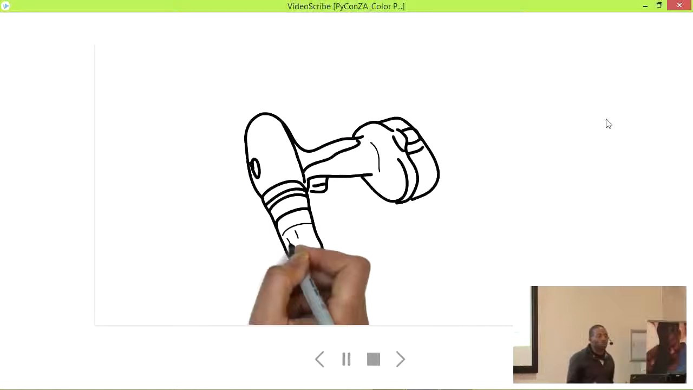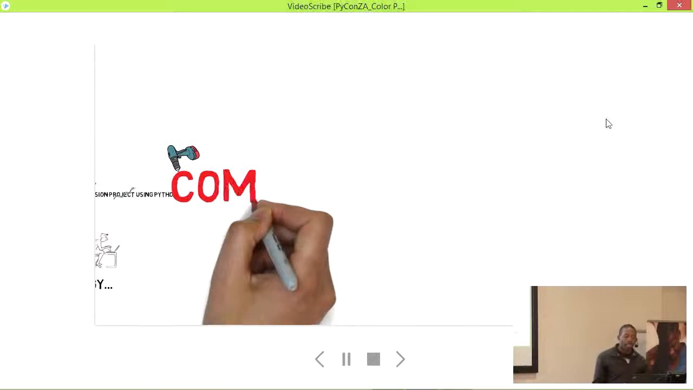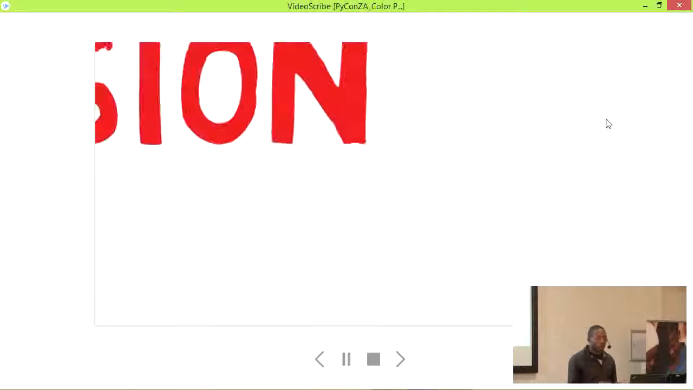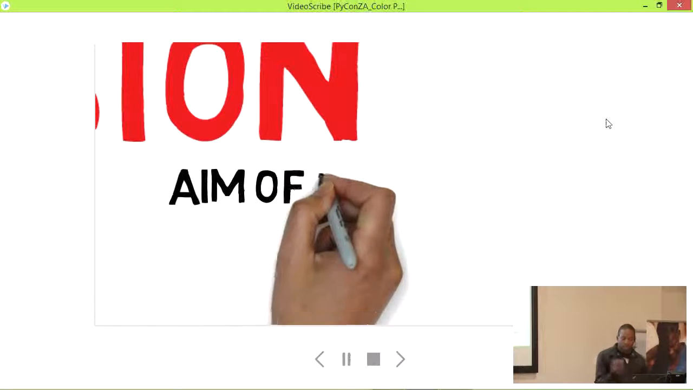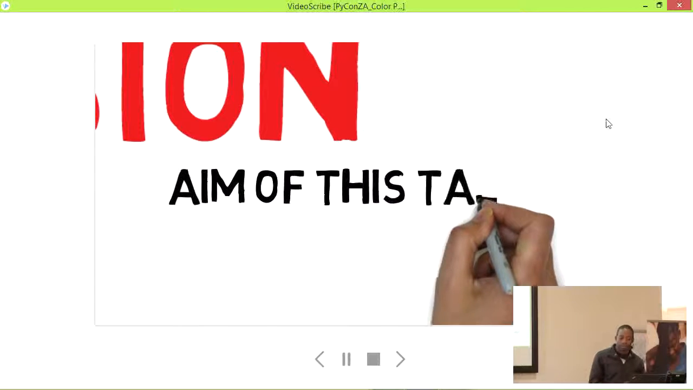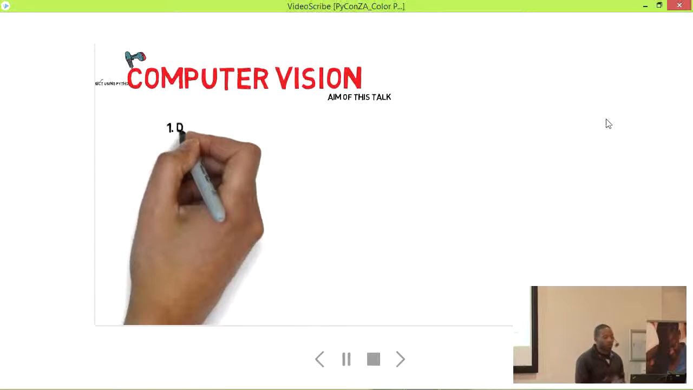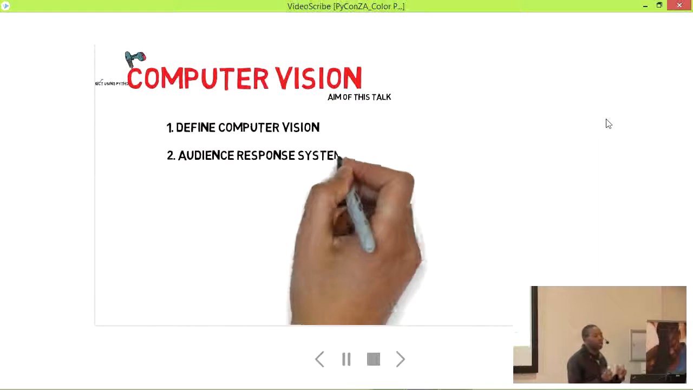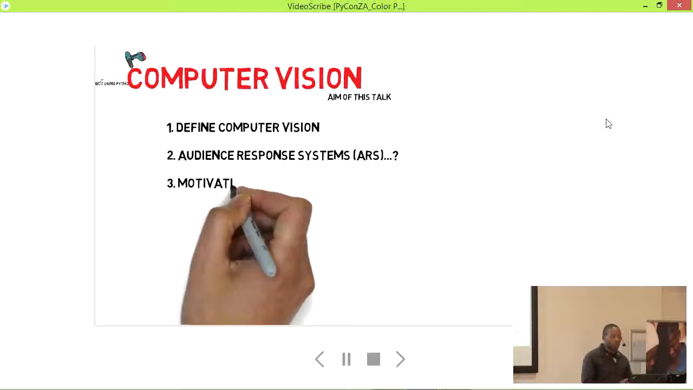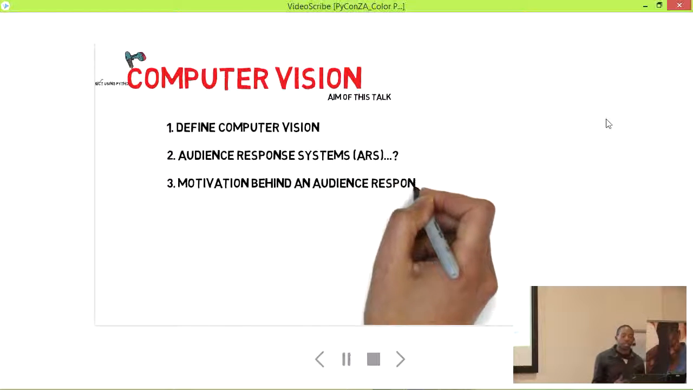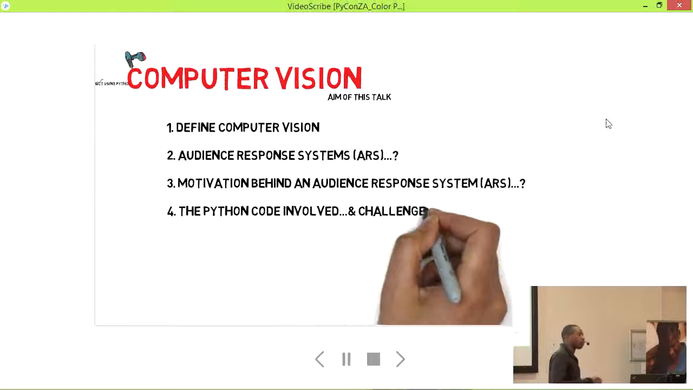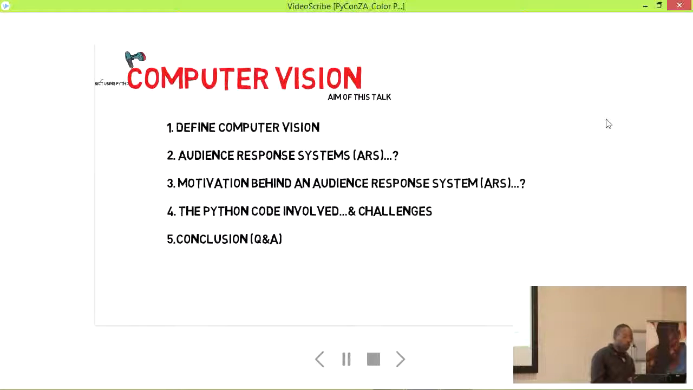So the next tool that I'm going to be looking at right now is computer vision. And this is what my talk is going to be based mainly on. Okay, so I'm going to talk on a few things. The first thing I'm going to do is define what computer vision is. I'm going to look at audience response systems, ARS for short. I'm going to look at the motivation behind these audience response systems. Then I'm going to look at the Python code involved. I'm going to conclude and give a summary, and then open the floor for questions and answers.